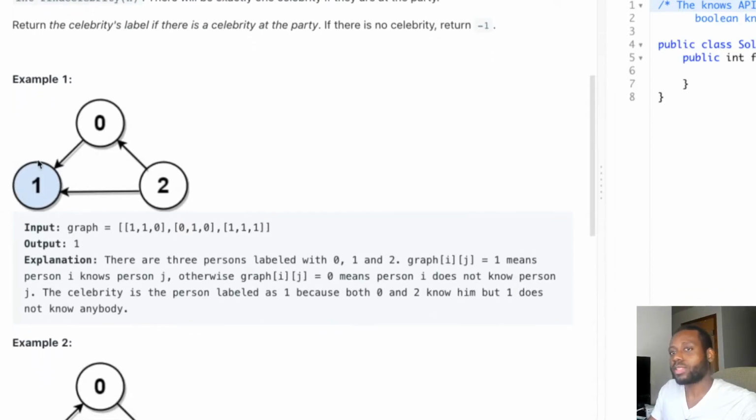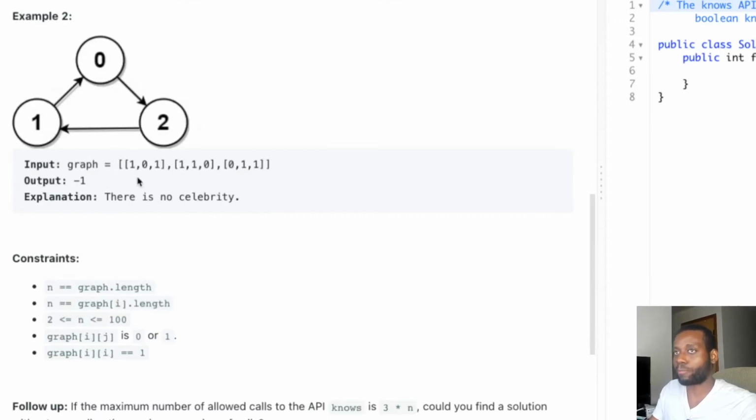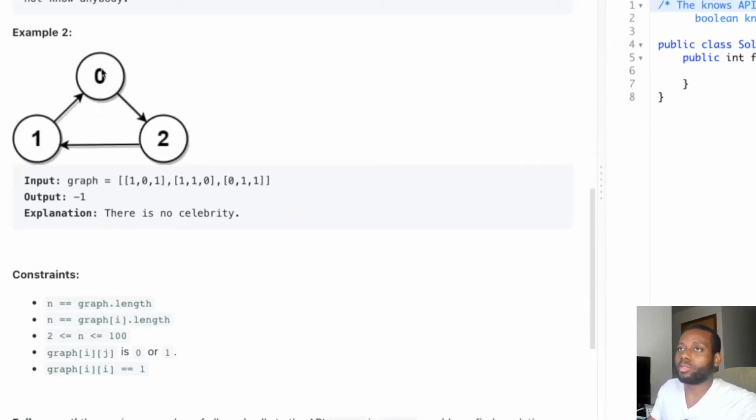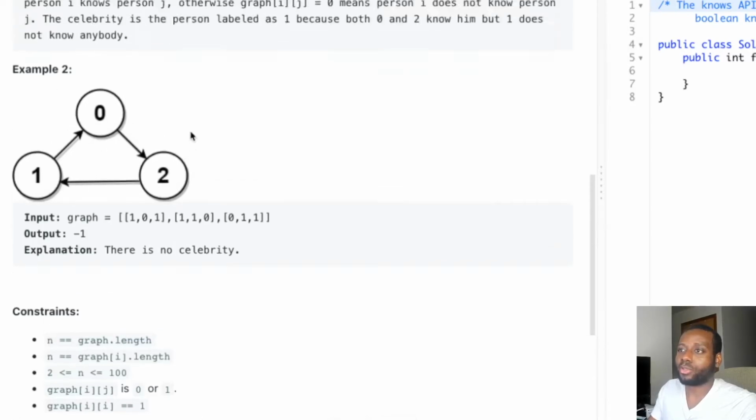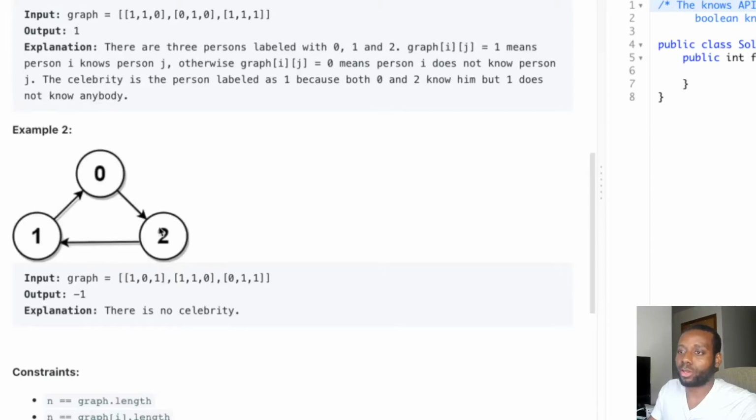So this is how we pretty much can return the answer to say, hey, this is the only node. It doesn't know anybody else, and everybody else knows that person, right? So we say, oh, that's the celebrity, guys. And pretty much the same thing right there: 0 knows 2, 2 knows 1, and 1 knows 0. You see, none of the nodes satisfy the criteria where they don't know anybody else. 2 knows somebody, 0 knows somebody, 1 knows somebody, right? So you're pretty much not good right there, guys.